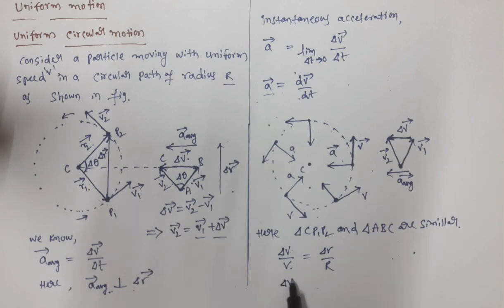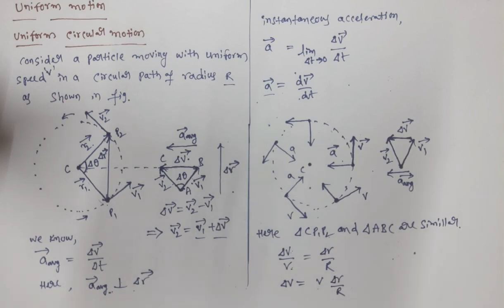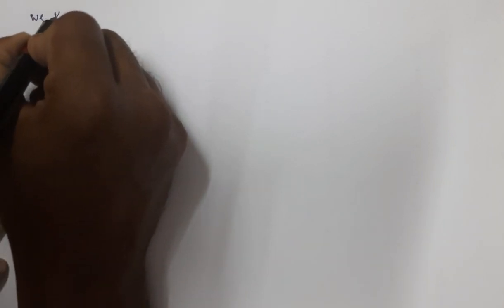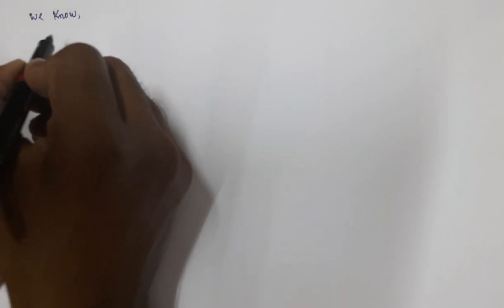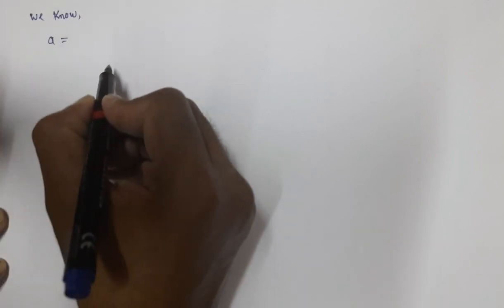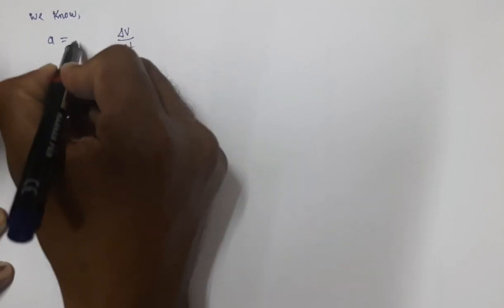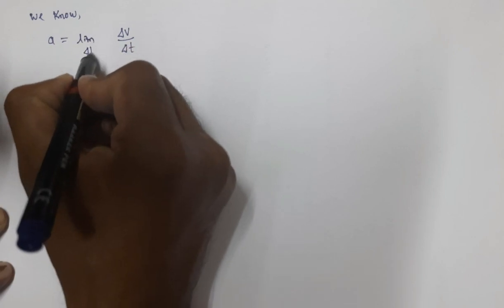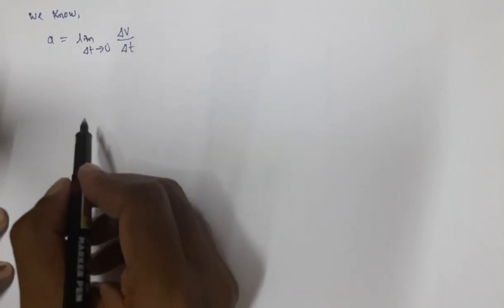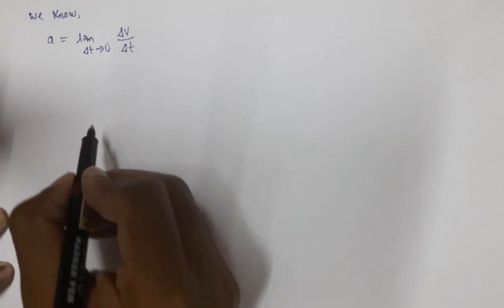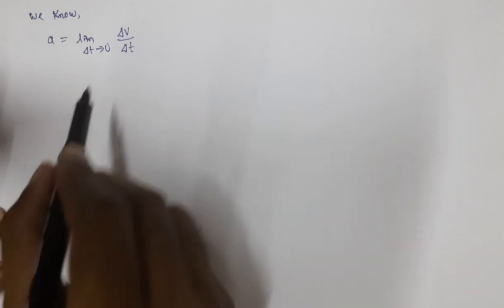Delta V is equal to... can we take this V to the other side? Yes, delta V equal to V into delta R by capital R. Now continue the same equation. We know instantaneous acceleration equal to, how do you find instantaneous acceleration, guys? We take average acceleration, but we apply limit delta t tends to 0. So delta V value we just now got, na.